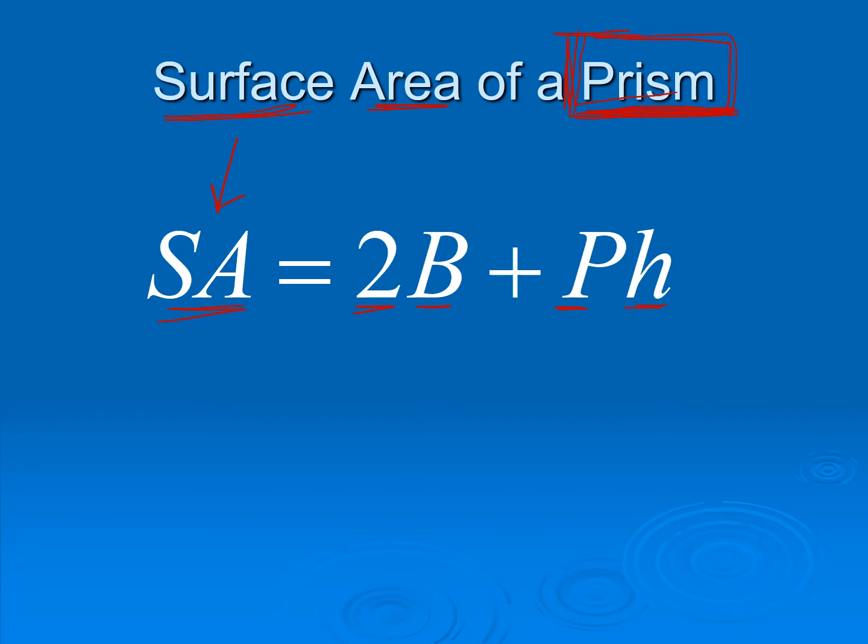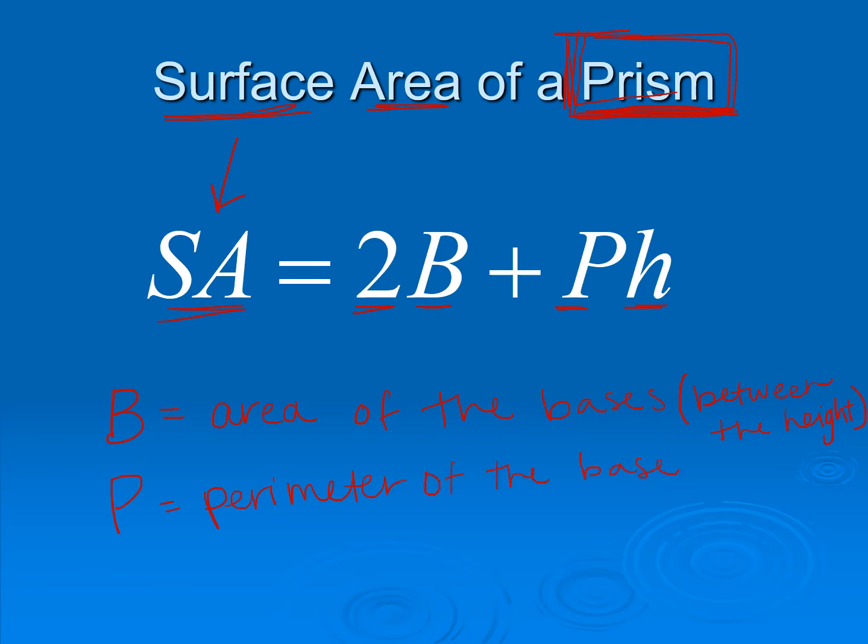The big B, that's going to stand for the area of the bases. Okay? And the bases, again, are going to be across from each other, but another way we say that is those are the things that are going to be between the height of our prism. Okay, so the area of the bases, that's what big B stands for. P then stands for the perimeter of the base.